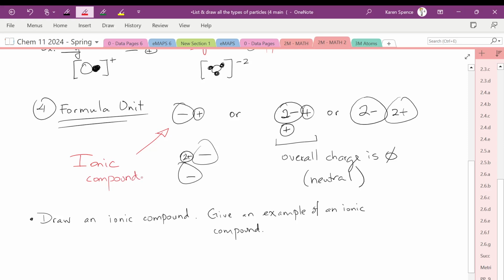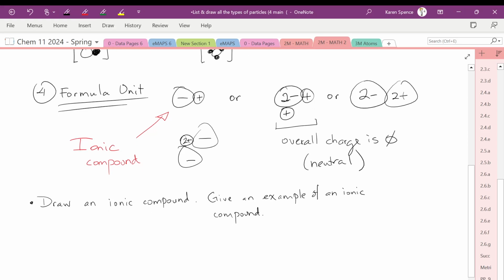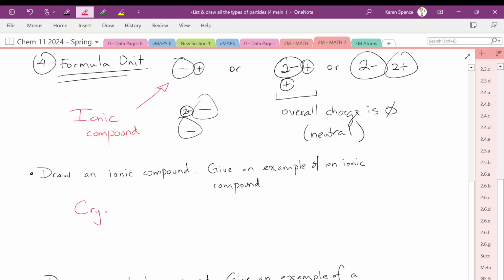But when we actually draw an ionic compound, we're going to go a bit more in depth, because we can't really have a single formula unit all by itself. What do we have instead? We have a crystal lattice. And what does that look like if you had to draw it? Small, big, small, big, small. You can make it as big as you want.